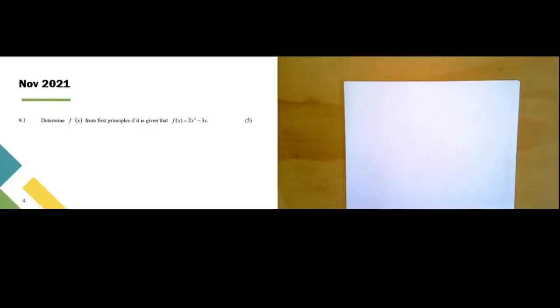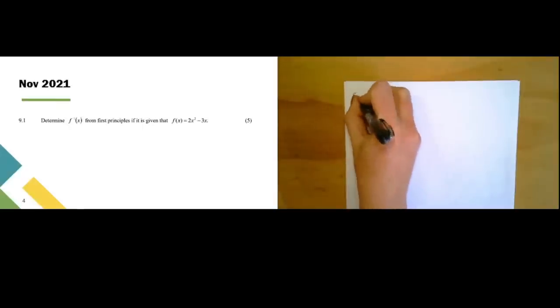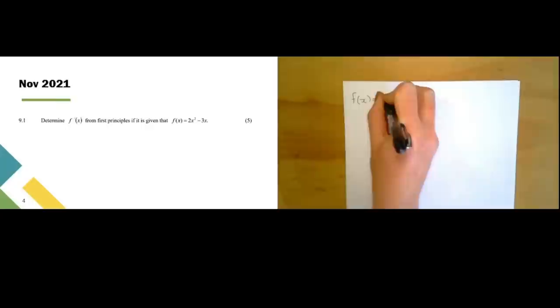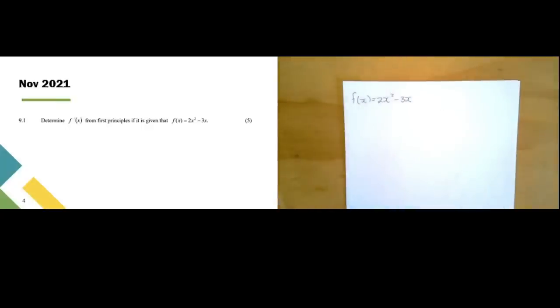Was given, determine f prime x. Please do not confuse this with inverse. This is calculus, f prime x. From first principles, if it is given that f(x) is equal to 2x squared minus 3x. Grade 12, if they say from first principles, you have to use the formula.